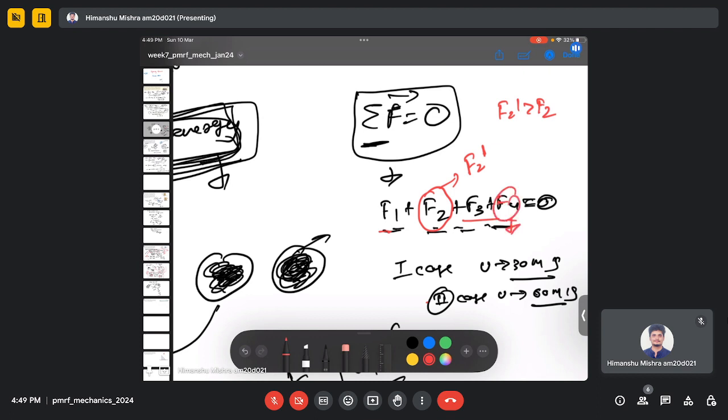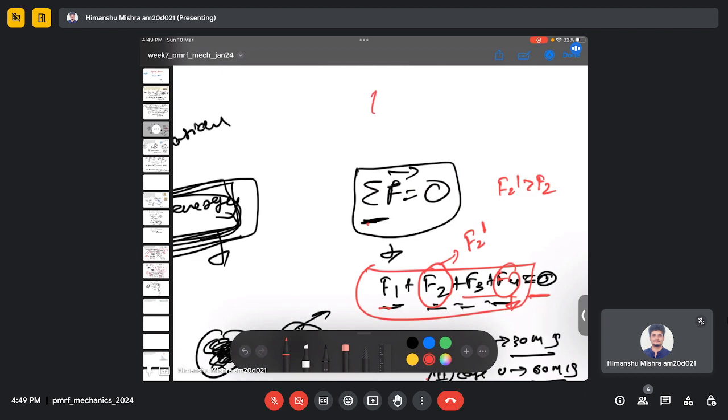So the force remains balanced. The summation of all these forces remains 0. For example, let's say my forces are 1 plus 5 minus 4, which is 6, minus 2. This is 0. When you increase the uniform velocity, in some cases this 5 becomes 6, but this 2 will also become minus 3.